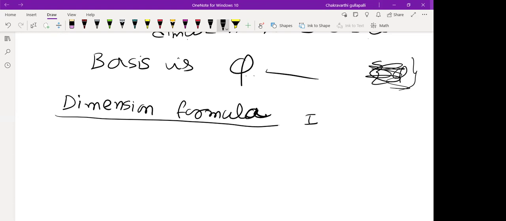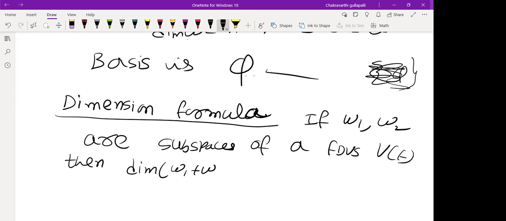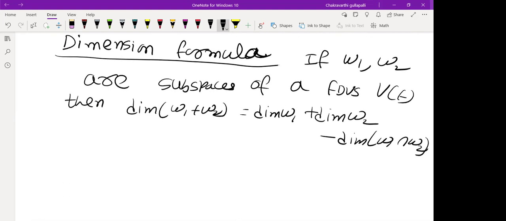What is the dimension formula? If W1, W2 are subspaces of a finite dimensional vector space V, then dimension of W1 plus W2 is equal to dimension of W1 plus dimension of W2 minus dimension of W1 intersection W2. The name, dimension formula, is very important.